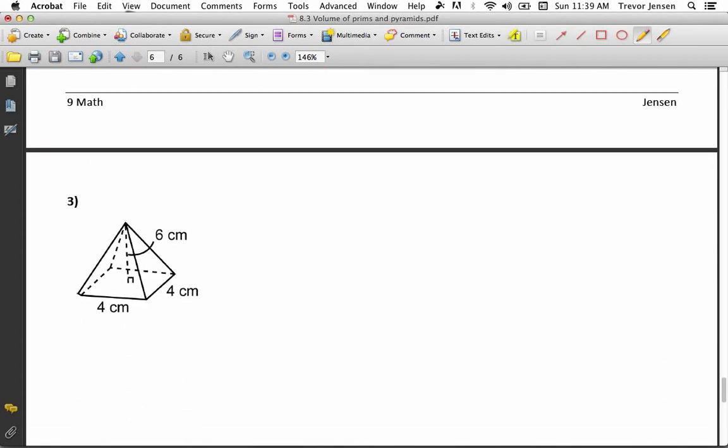And then we have a pyramid here. We have a square-based pyramid. Remember, to find the volume of a pyramid, it's 1/3 area of base times height. So try that one as well.